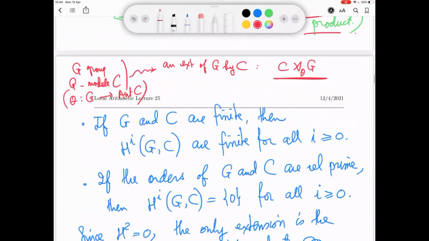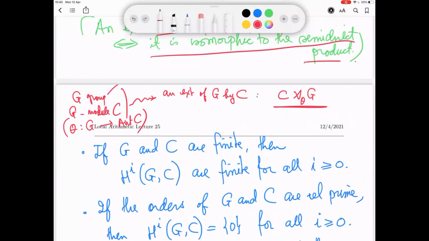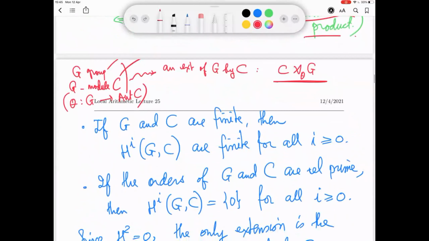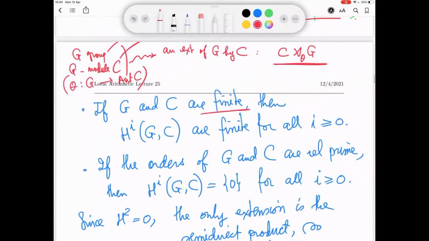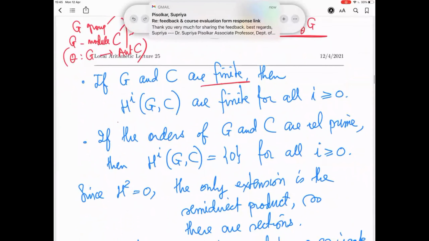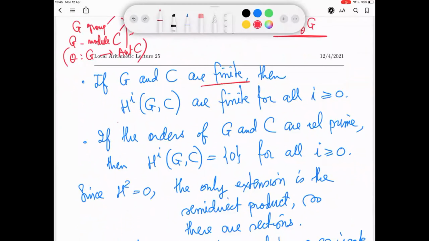Okay, so that was the general theory. G was an arbitrary group, C was an arbitrary G-module. Now, if G and C are finite, then these groups H^i are also finite, and they are finite for all i.